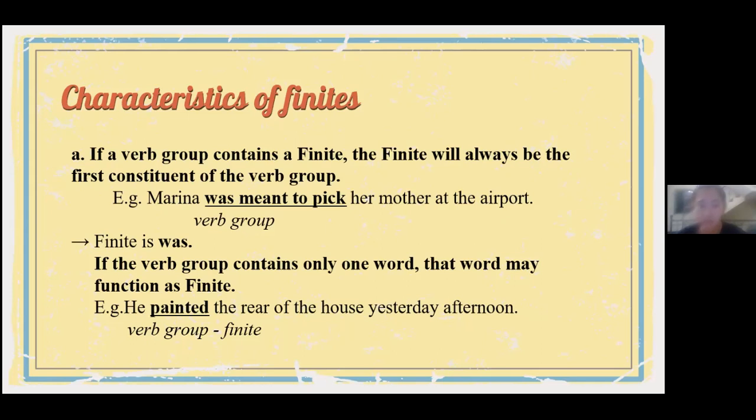The second one, we have to remember that if the verb group contains only one word, that word may function as finite. For example, he painted. So painted is a verb group. It is also the finite.